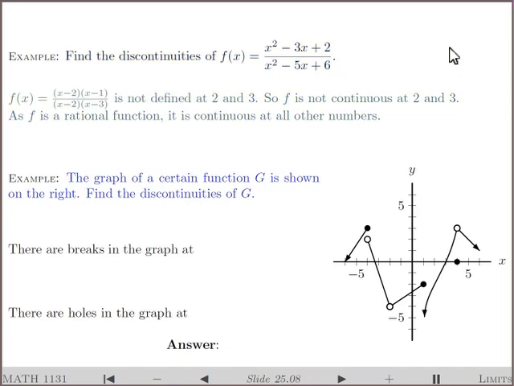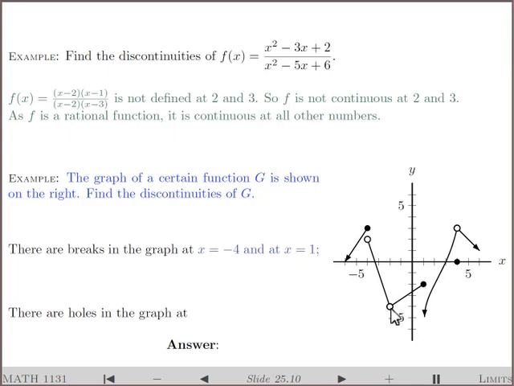If you draw the graph, it's easy to identify the discontinuities. Anytime there is a break in the graph, there will be a discontinuity. So for this graph, there is a break here at -4. There is also a break here at 1. So those are discontinuities.